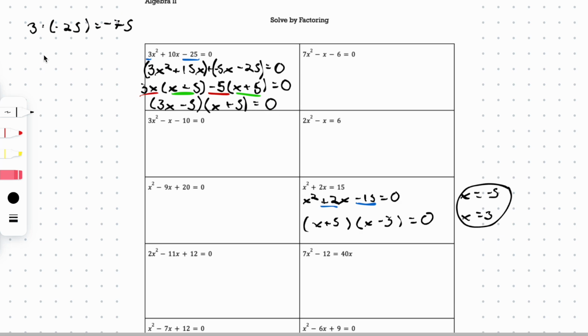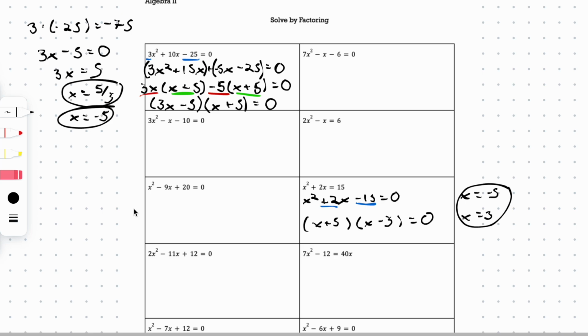And from there, we set those equal to 0. I'm sorry, my bad. 3x minus 5 equals 0. We move that 5 over. We get x equals 5/3. So that's one answer. And the other answer, we move x plus 5 equals 0. We know x is just going to be -5.